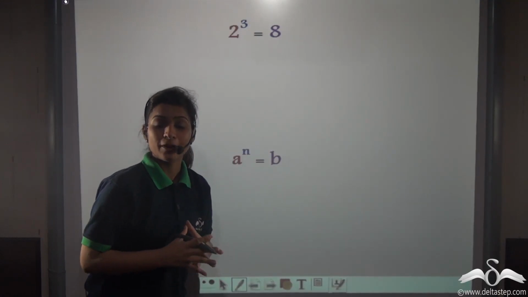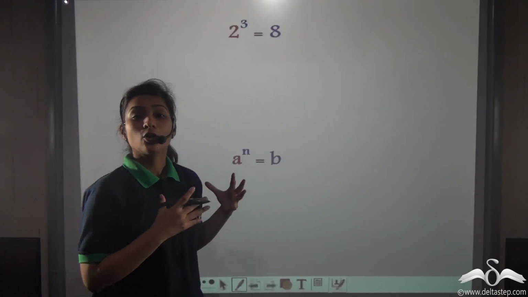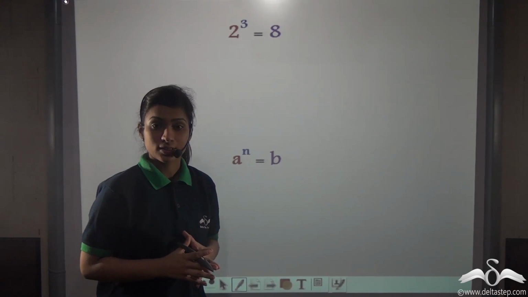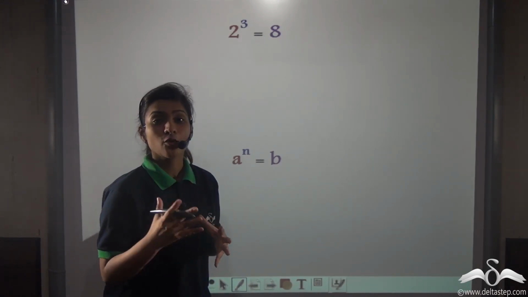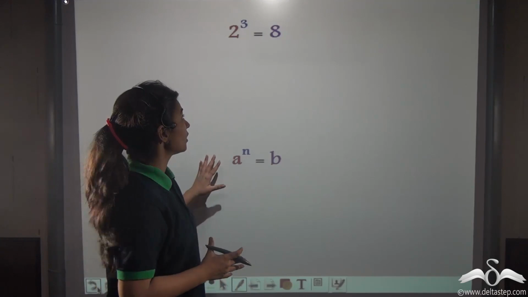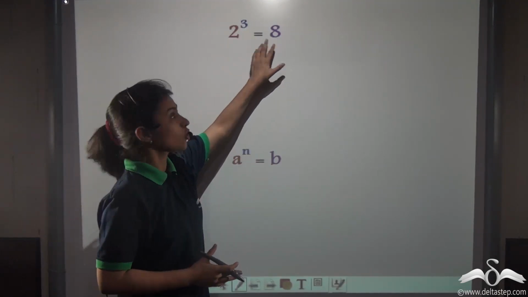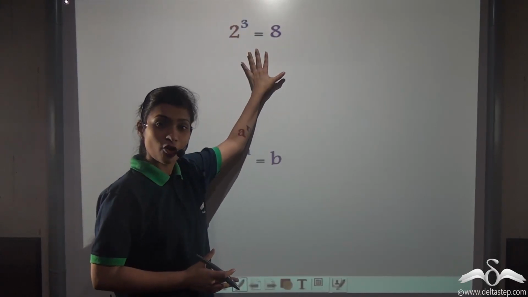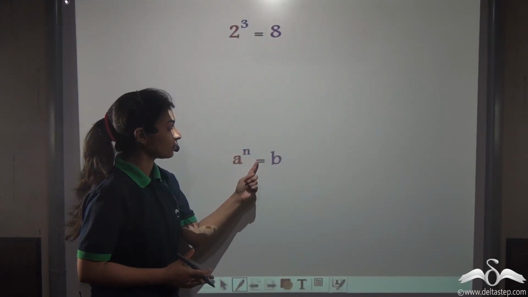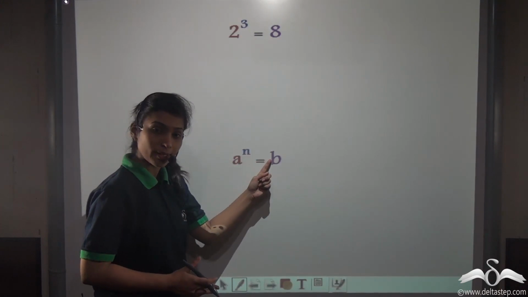Do you recall in our previous lecture, I told you that logarithms are inverse of exponents. So today we learn how actually we solve logarithms. Here you can see how we write exponents. 2 to the power 3 is equal to 8. So here we have written the exponential form, that is a to the power n is equal to b.